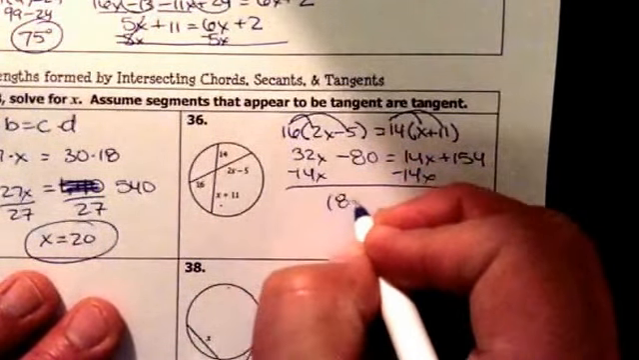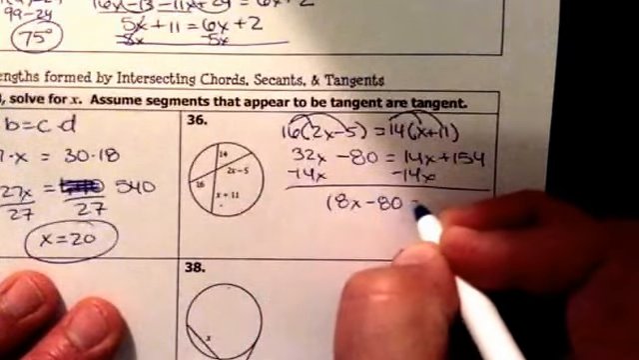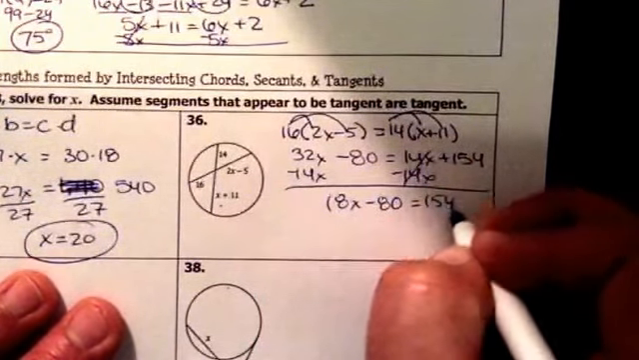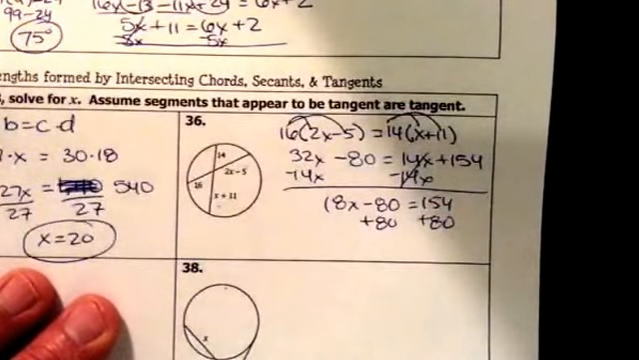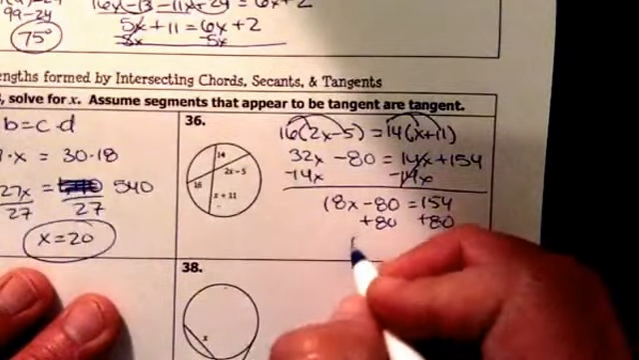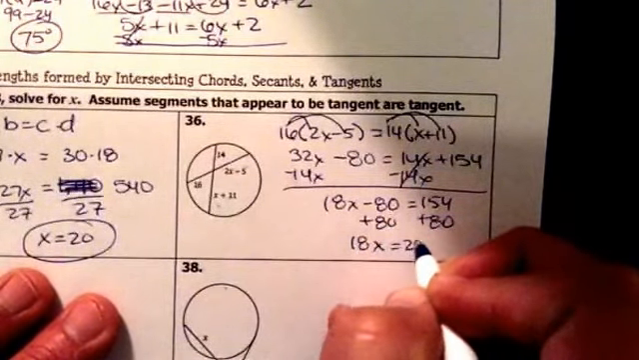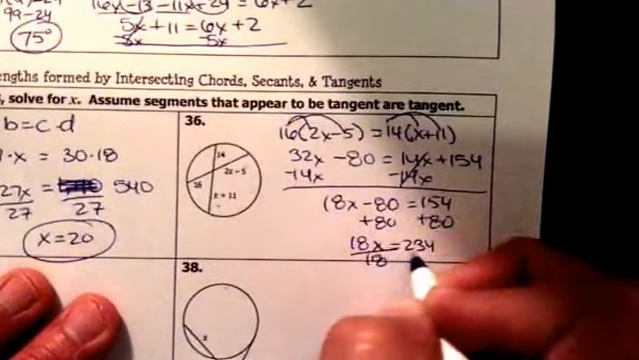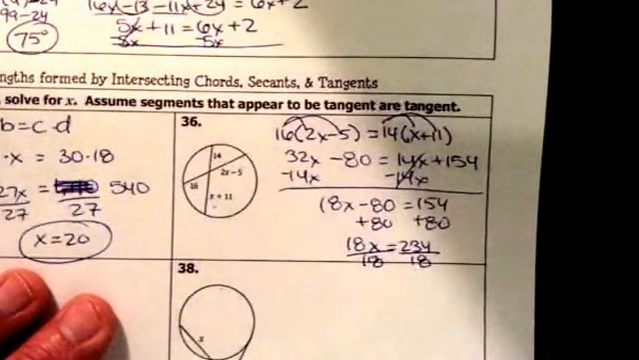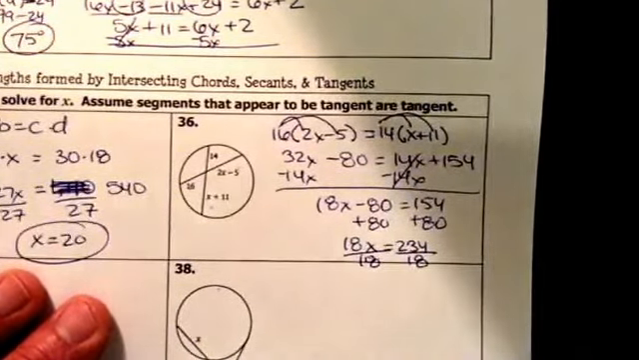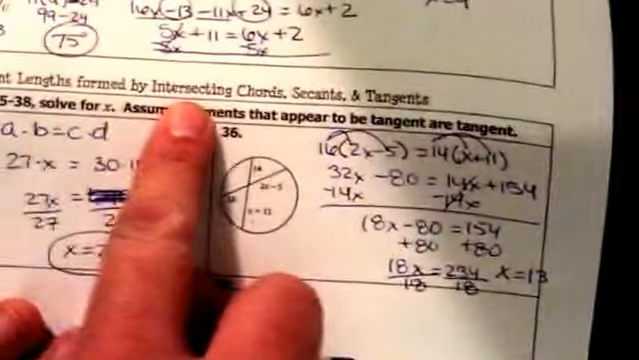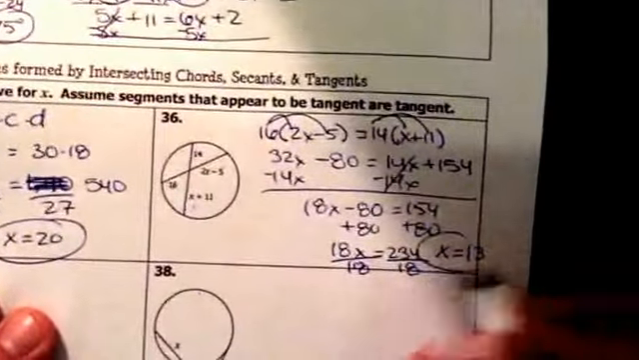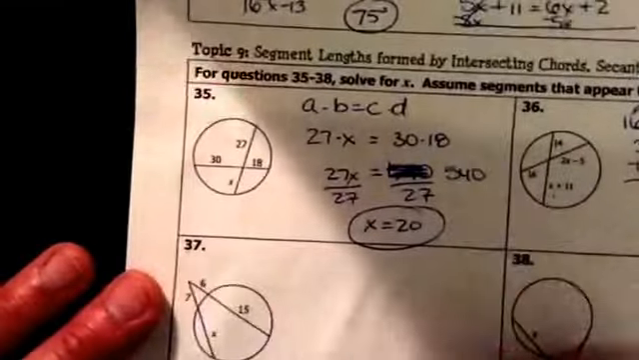I have 18x minus 80 equals 154. Add 80 to both sides. I have 18x equals 234. Divide by 18. X equals 13. And again, they want us to solve for x here, so we're all set. X equals 13. Let's look at the next one.